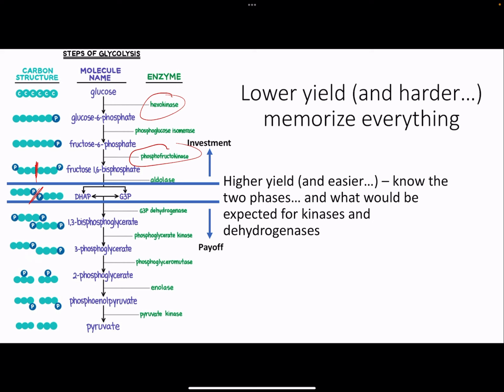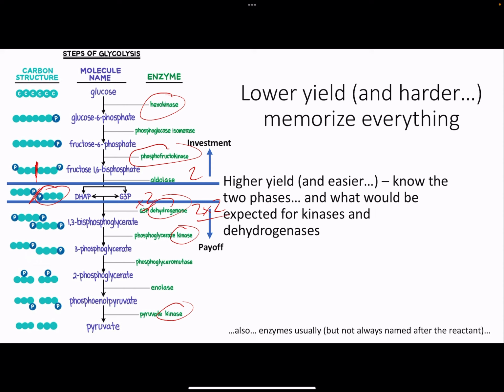In the payoff phase, I'm seeing a kinase, but it's the payoff phase. So am I making or losing? I'm definitely making. We see another kinase, so I'm making 2 ATP. But remember, we split the molecule into 2 three-carbon structures. So we're actually doing the payoff phase twice. So you make 4 on the payoff, you lose 2 in the investment, so your net is 2 ATP. I also see a dehydrogenase, and that is also times 2 because you're doing the second part twice. So you're making 2 NADHs and 2 ATPs.